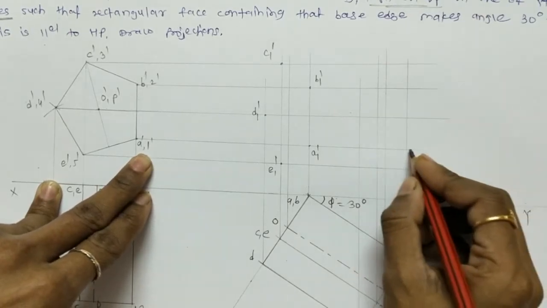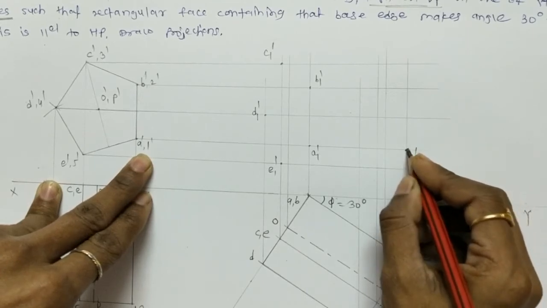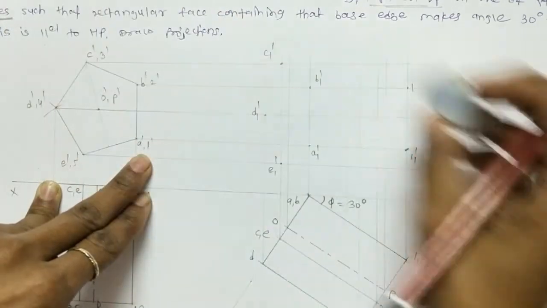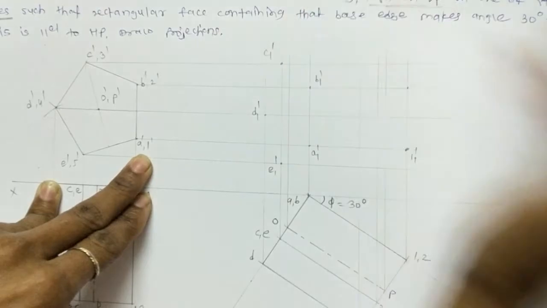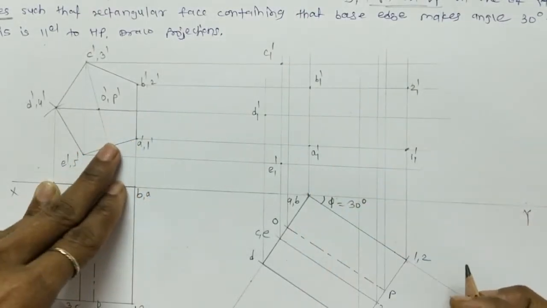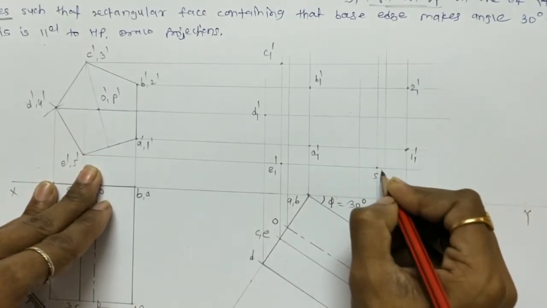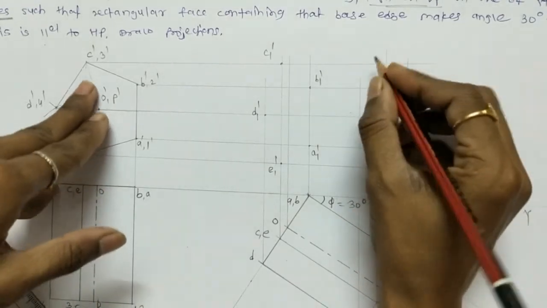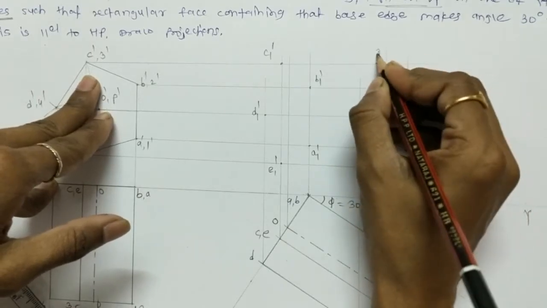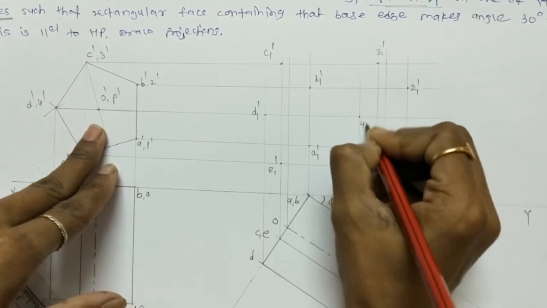Then give names to here 1, 2. So 1 point shows here. So 1 dash and here 2, 1 dash. Then 3, 5. So here 5, 1 dash and 3, 1 dash. Now 4 point and this is 4, so 4, 1 dash.